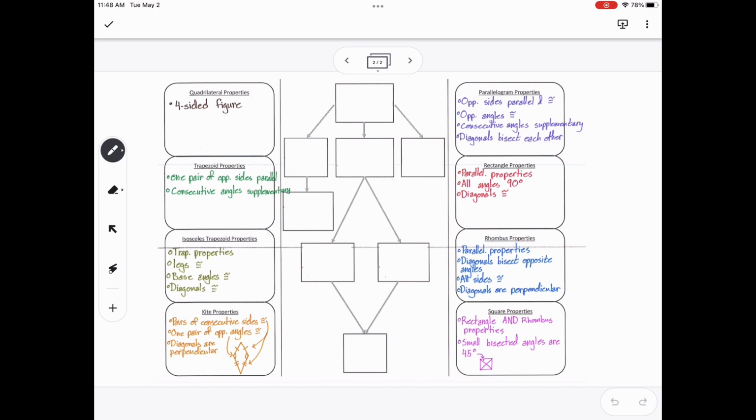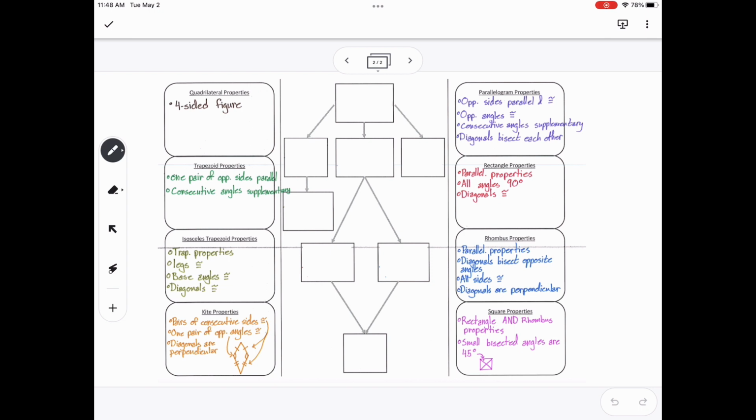Kite properties: pairs of consecutive sides are congruent, one pair of opposite angles are congruent, diagonals are perpendicular. Parallelogram: opposite sides are parallel, opposite angles are congruent, and I guess opposite sides are also congruent as well. Consecutive angles are supplementary, and diagonals bisect each other.